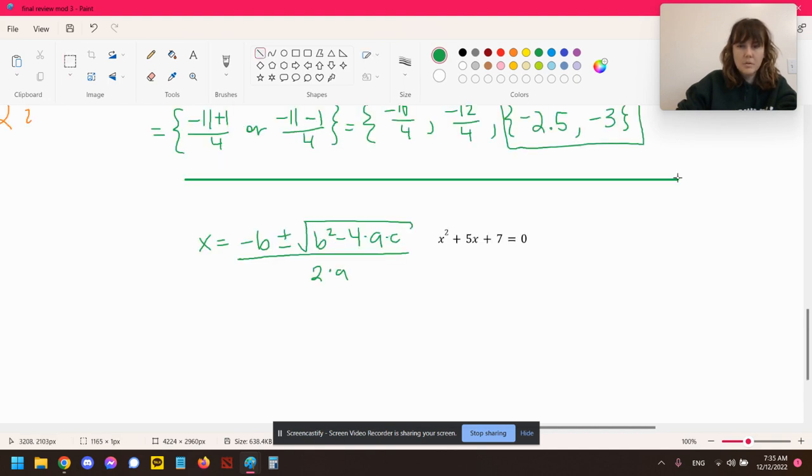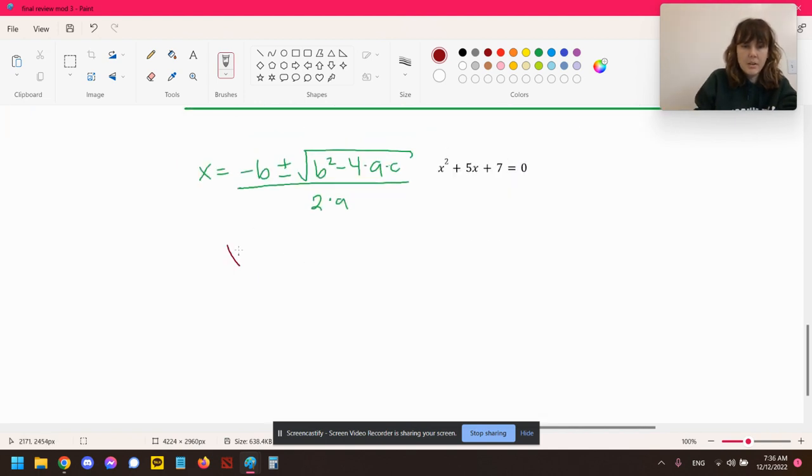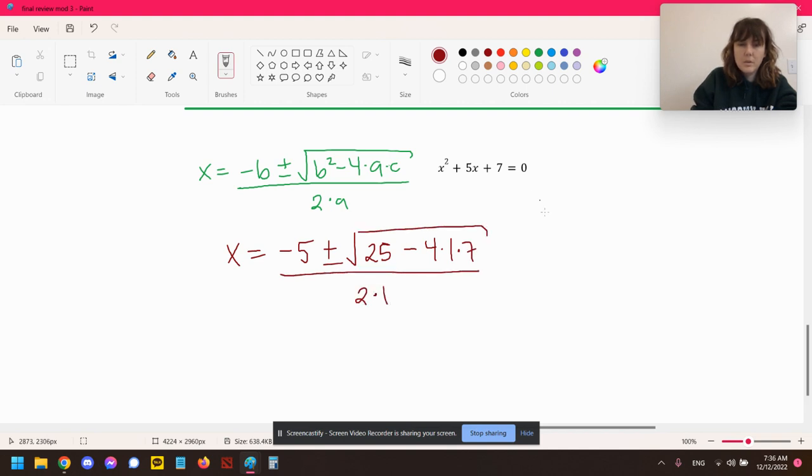So now if we're doing this version, we've got x is equal to negative b plus or minus the square root of b squared. I just do the squared when I'm writing it. That's a personal preference. You don't have to. b squared minus 4 times a times c, all over 2 times a, because our a is 1 here.